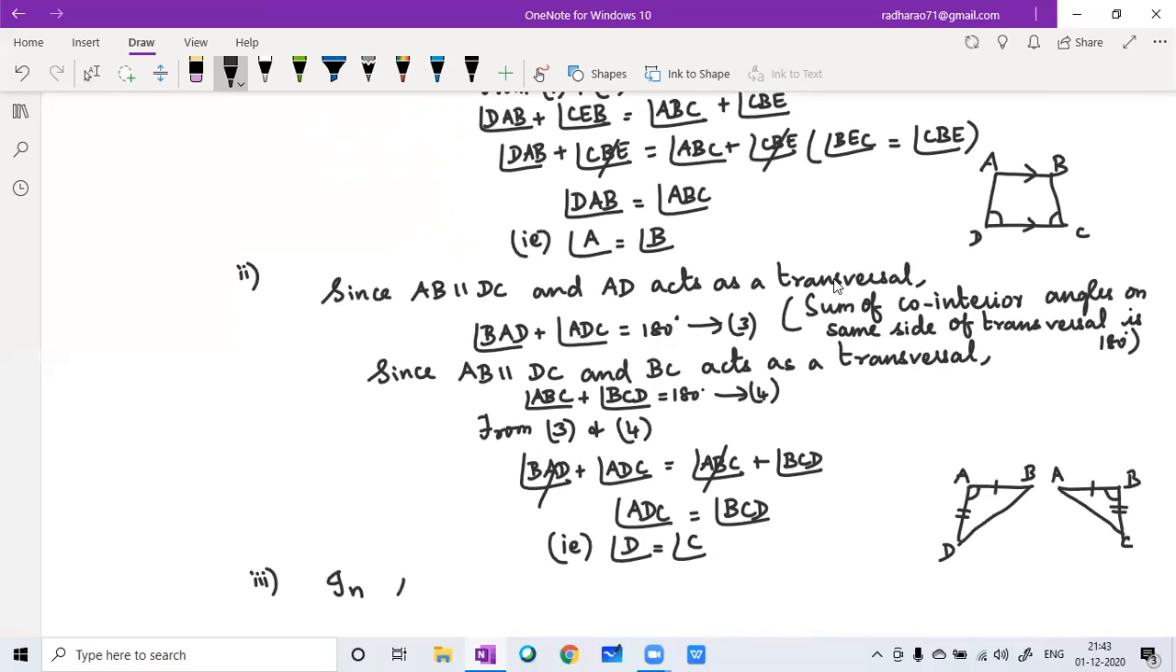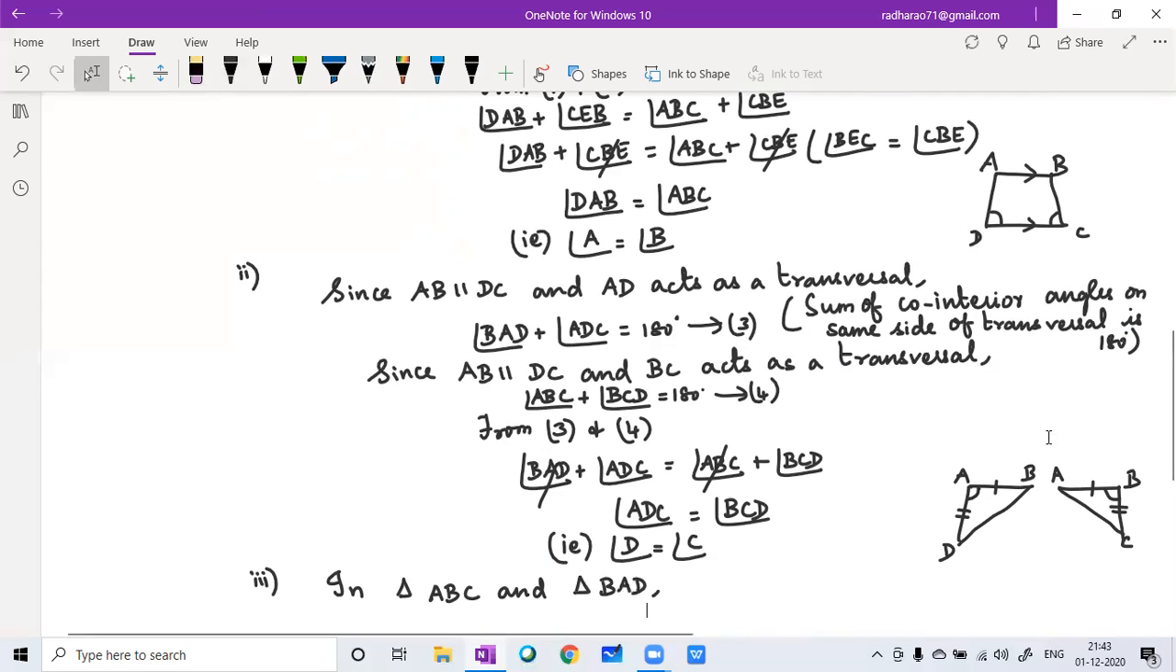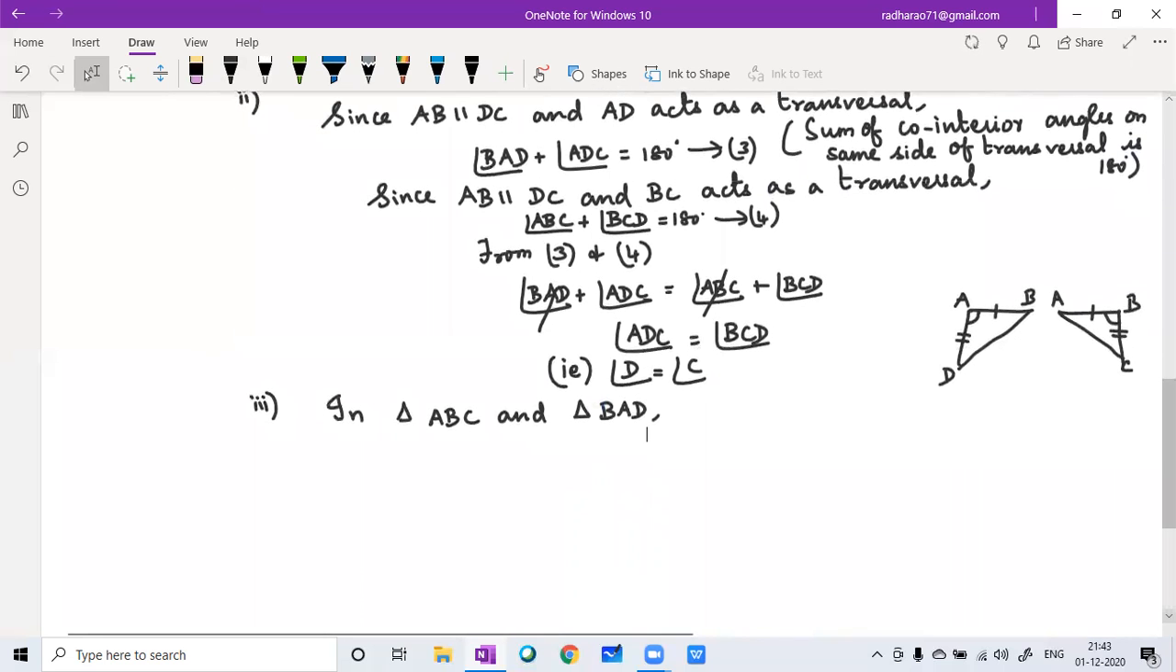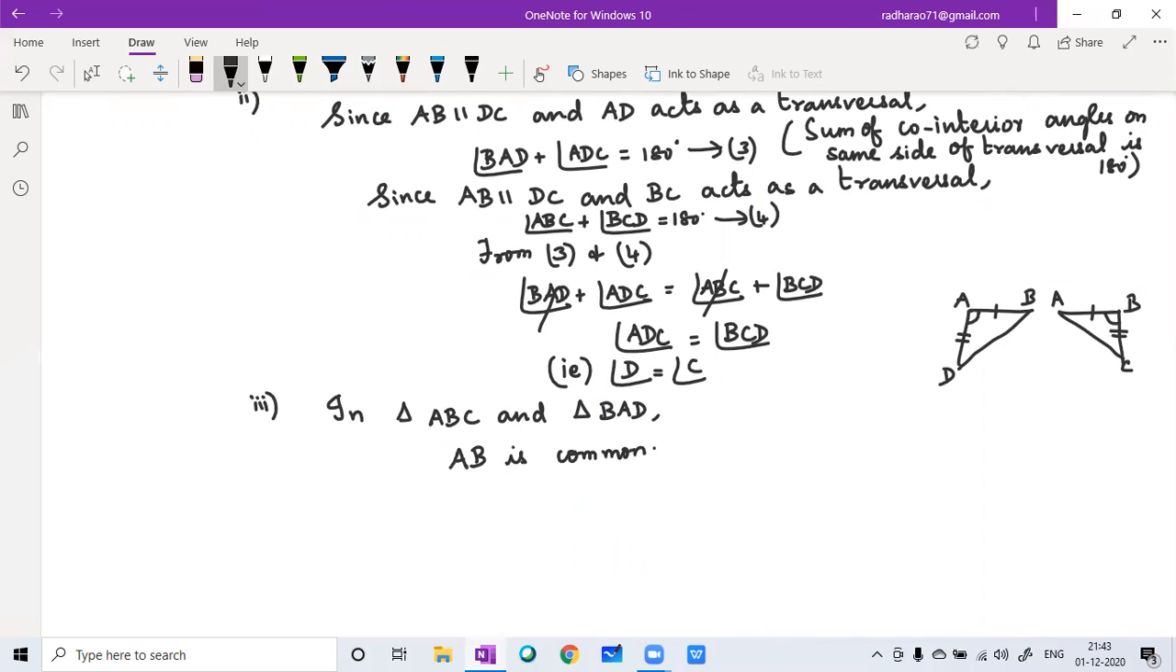So let us take that in triangle ABC and triangle BAD. I know AB is common in both the triangles, right? Side AB is common in both the triangles. So AB is common and AD is equal to BC. It is given in the question itself.